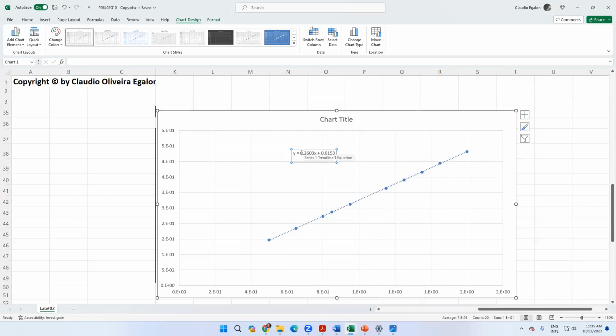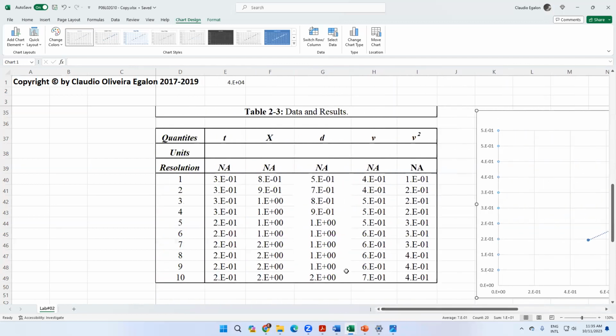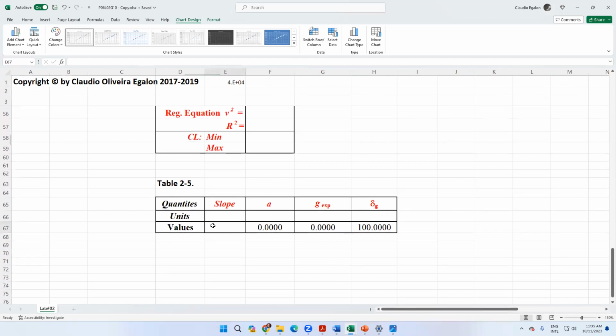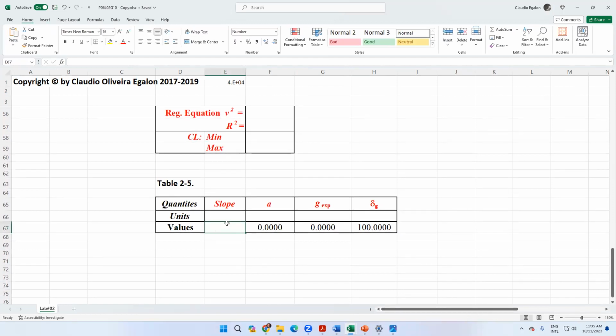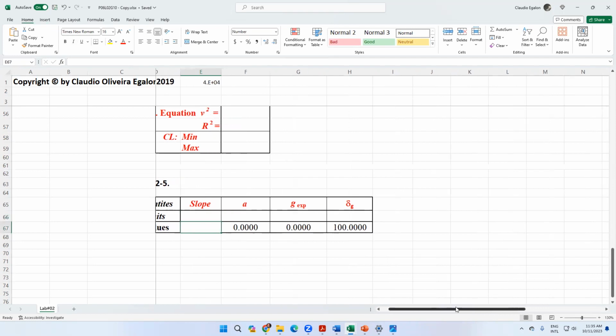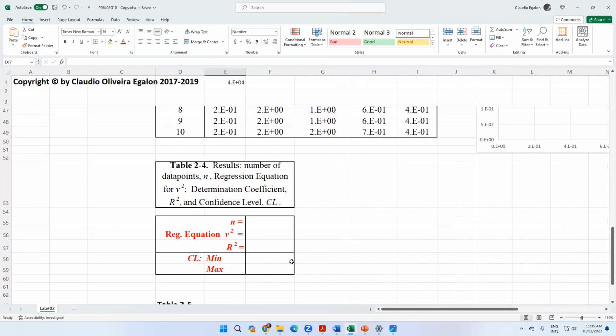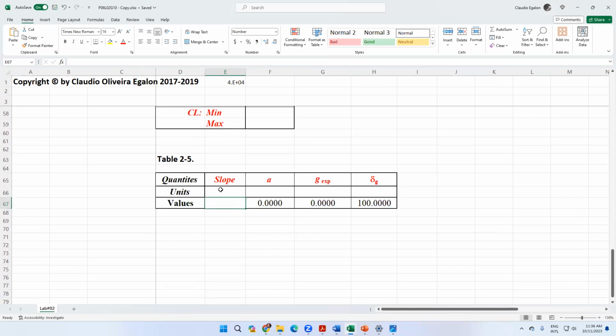Okay, so that's what I'm getting here. 0.2603. That's the slope, and you log the slope right here. Don't forget to put the units of the slope as well. Okay, and the slope is 0.2603. What's the percentage difference? Look at the percentage difference here, only 26%.